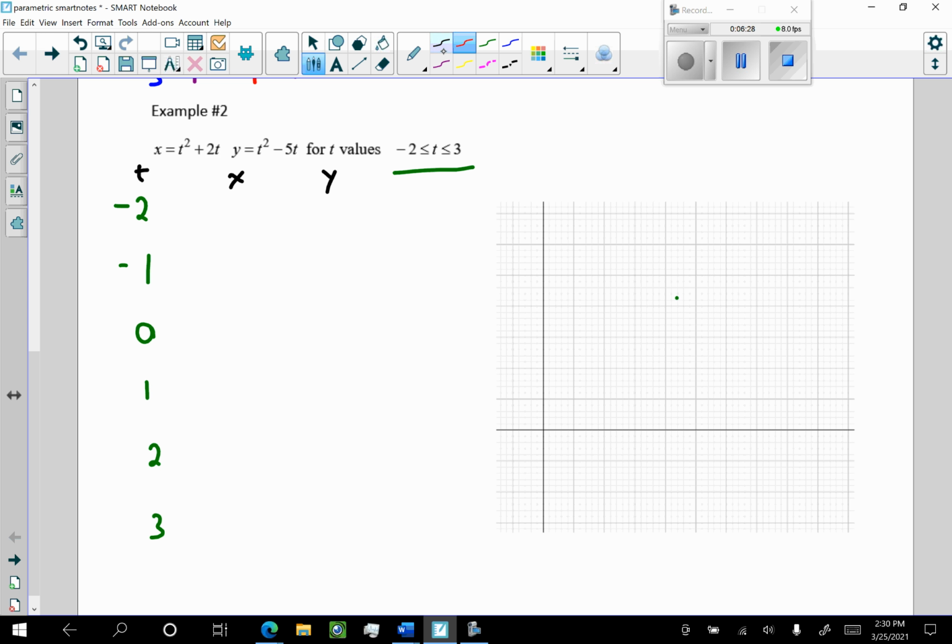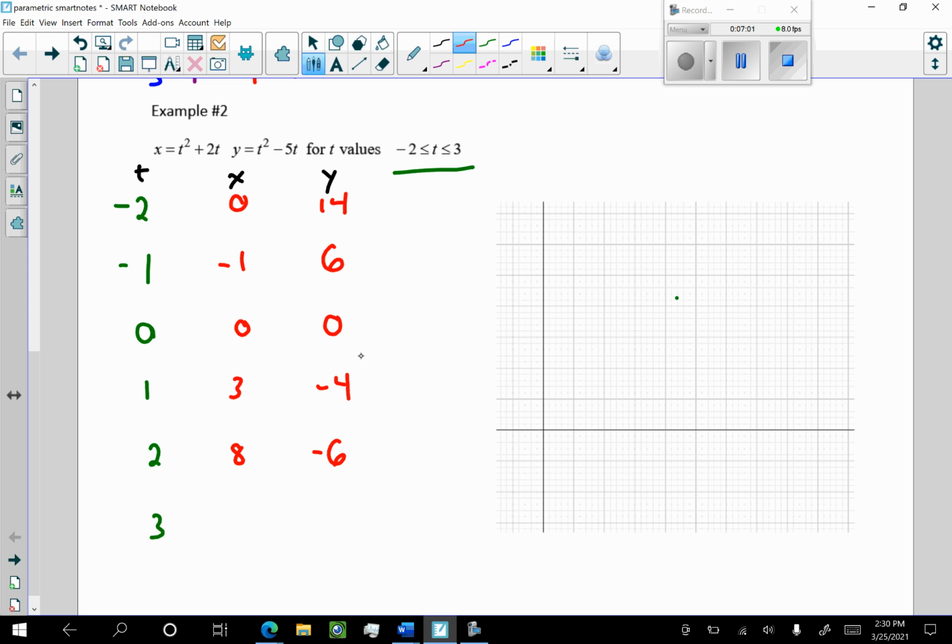So when t is -2, looks like I have the point 0, 14. When t is equal to -1, I have the point -1, 6. I'm just putting these t values into these x and y functions. And when t is equal to 0, I'm going to have 0, 0. It's an easy one to plot. T is equal to 1, I have 3, -4. T is equal to 2, I have 8, -6.